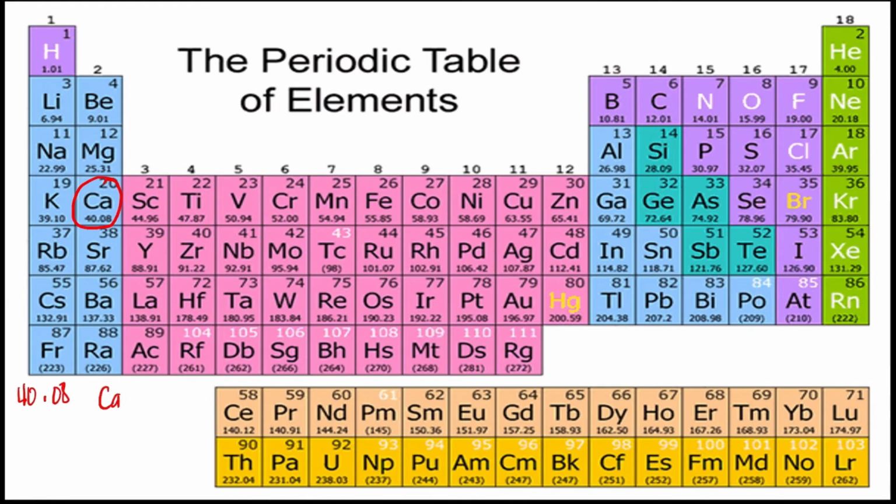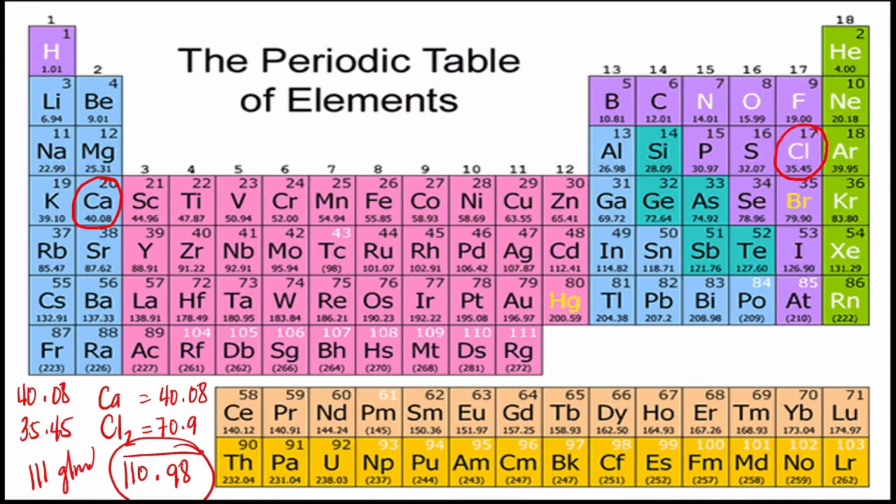For calcium, it's 40.08. And for chloride, it's 35.45. That 35.45 multiplied by 2 would give us 70.9, added with 40.08. That would give us 110.98, or this will become 111 grams per mole.